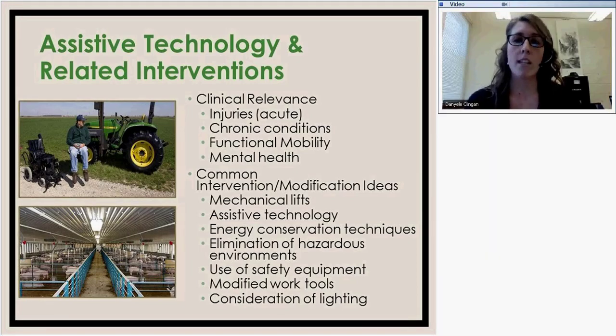We can take what AgrAbility is already doing in terms of assistive technology and bring that together with an occupational therapist perspective as well. Occupational therapists might also incorporate some energy conservation techniques. How can we eliminate some of the hazards in one's environment to promote safety? How can we modify work tools? And we also want to consider lighting, especially for those with visual impairments.